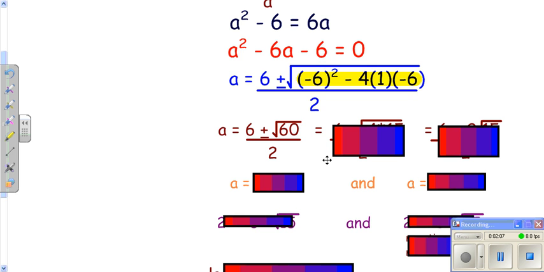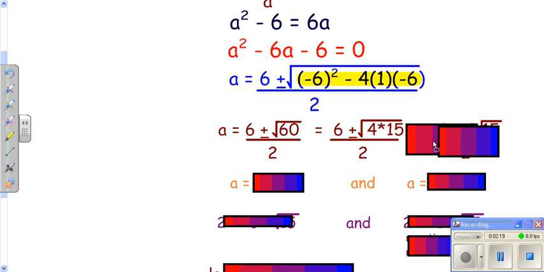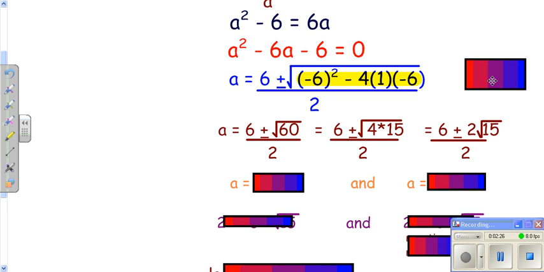Now the square root of 60 is not a nice, neat number. However, it does simplify. You should remember that 60 is 4 times 15. So since we have a perfect square inside of your root, you can take the square root of that 4, it comes out front, becomes a 2. The 15 inside of your root we can't do anything with.